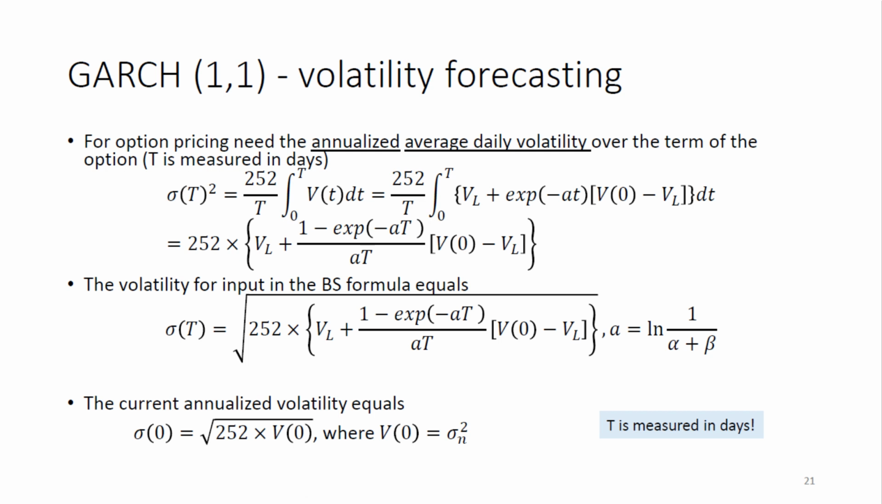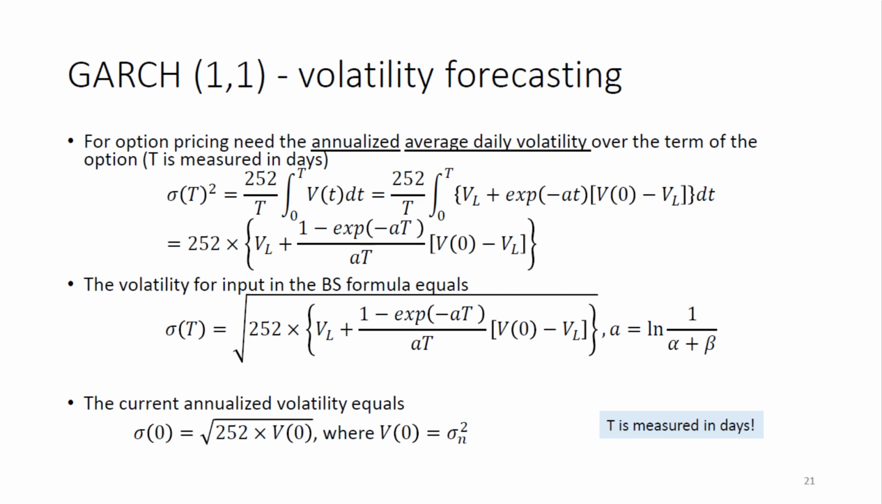So what do I need exactly in the option pricing formula? I need an average of the volatility over the time period from today until maturity of the option. And I don't need it expressed in daily terms, but I need to annualize it. Please note that different frequencies now become important. The volatility that I use as input to the Black-Scholes formula is denoted with sigma between parentheses capital T. That's the volatility that goes into that formula.